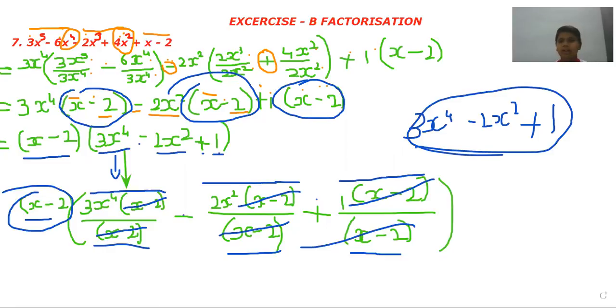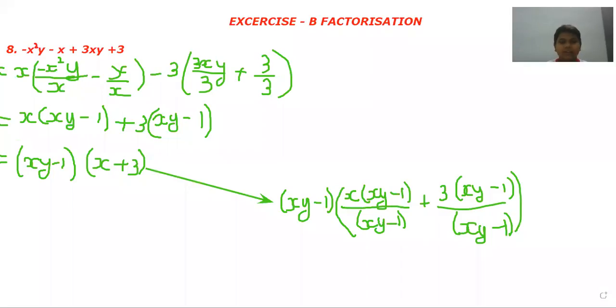Okay, now let's go to the next question. Guys, here is our 8th question. Here there are 4 terms, so we have to break it into 2. So this is 1 and this is 2. So here, which is common? x is common, so we took x as common. Here 3 is common, so I took 3 as common. Then minus x square y divided by x, minus x divided by x, minus 3.